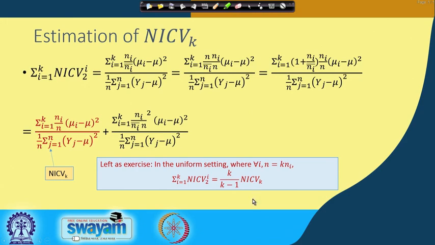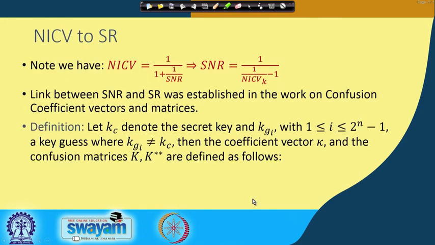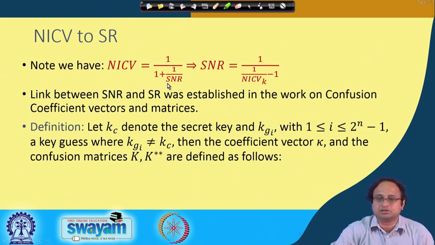Now we will see how we can relate the NICV to the success rate, or the SNR to start with. We have NICV which is equal to 1 divided by 1 plus 1 divided by SNR, something I already defined in the previous class. Therefore, you can write the SNR as 1 divided by NICV k minus 1. Note that NICV in the general setting can be written as NICV k.